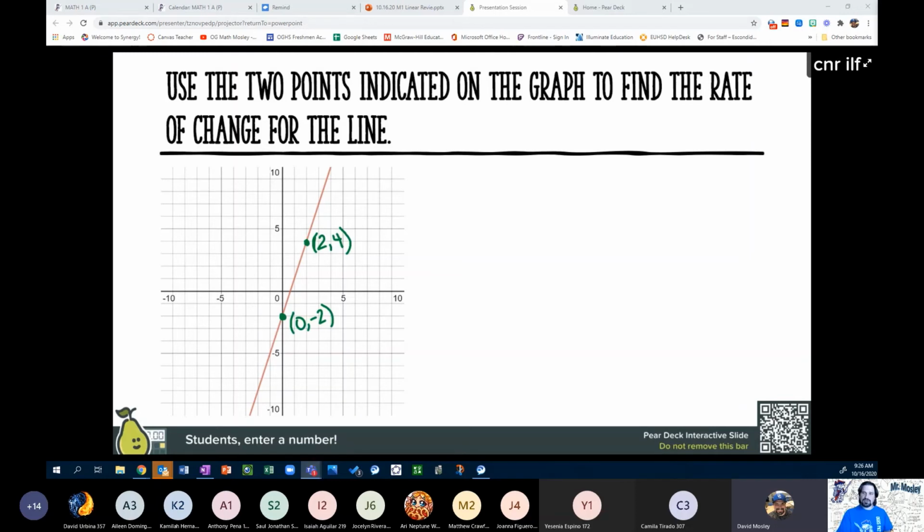I mean, so yes, I do understand what you mean. You can just count the spaces, so to say, to find the rate of change in y and the change in x. Yes, Camila, I just left you some feedback on your response in Pear Deck.